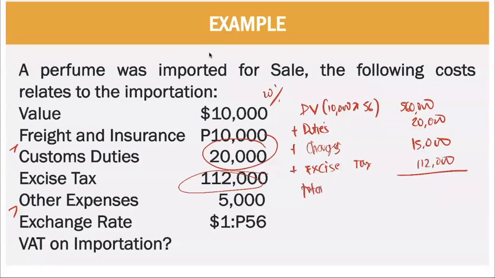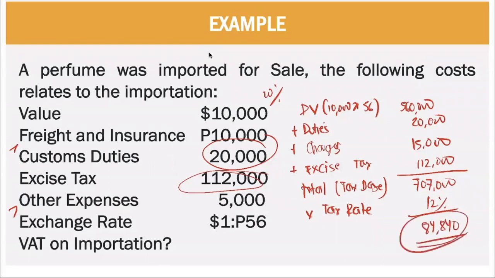So how much is our total or our tax base? Our tax base is equal to 560,000 plus 20,000 plus 15,000 plus 112,000. We have 707,000 pesos. We multiply it by our tax rate, which is 12%. 707,000 times 12% is 84,840. Okay, so you just need to know our tax base.